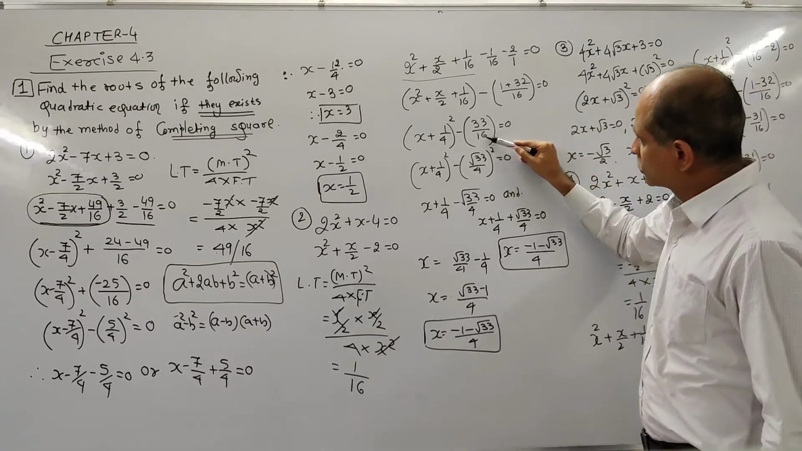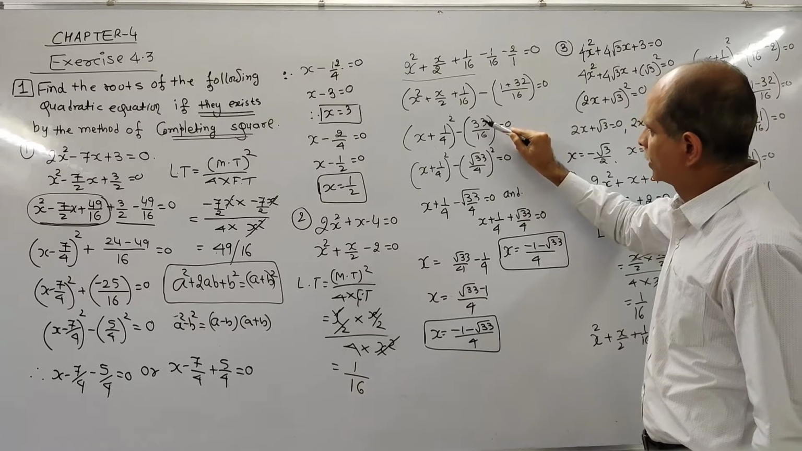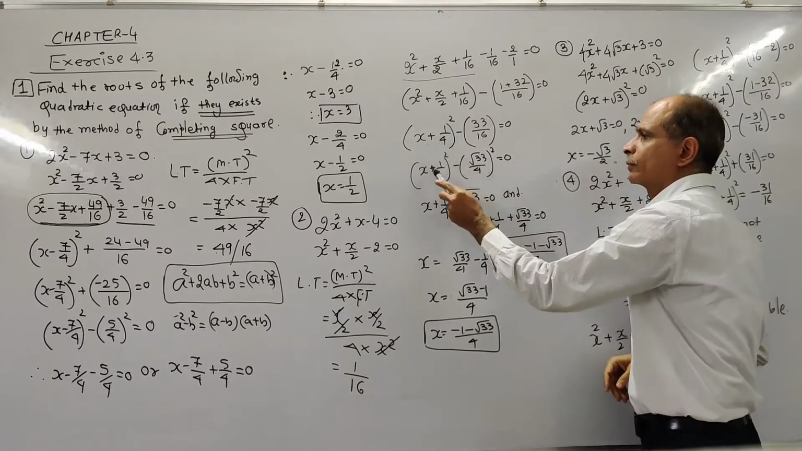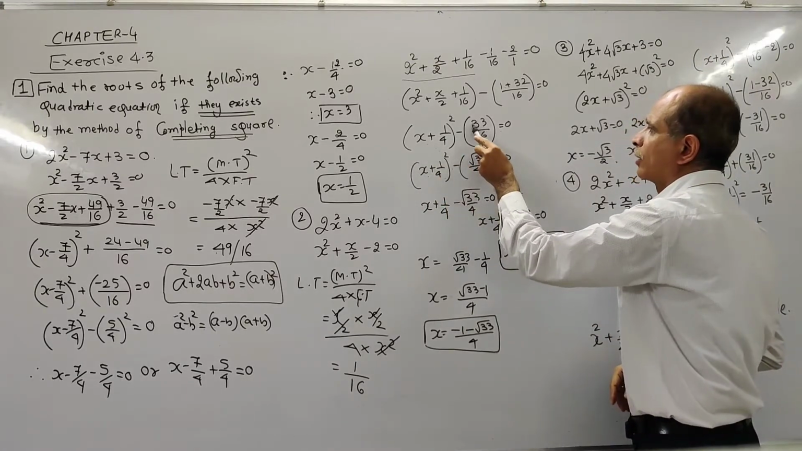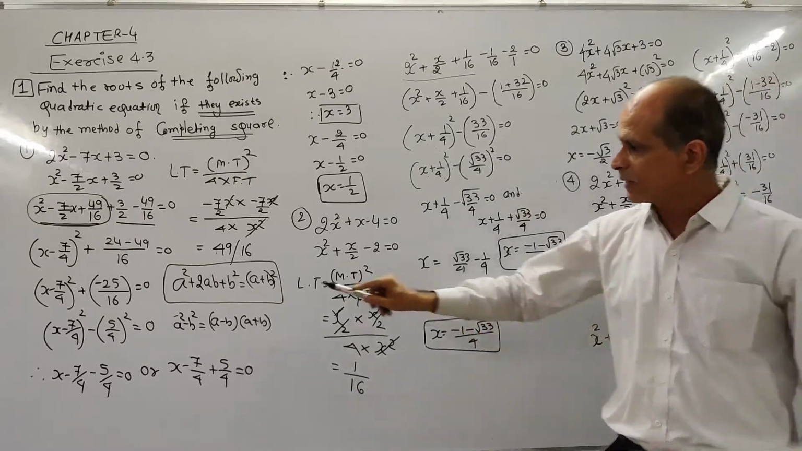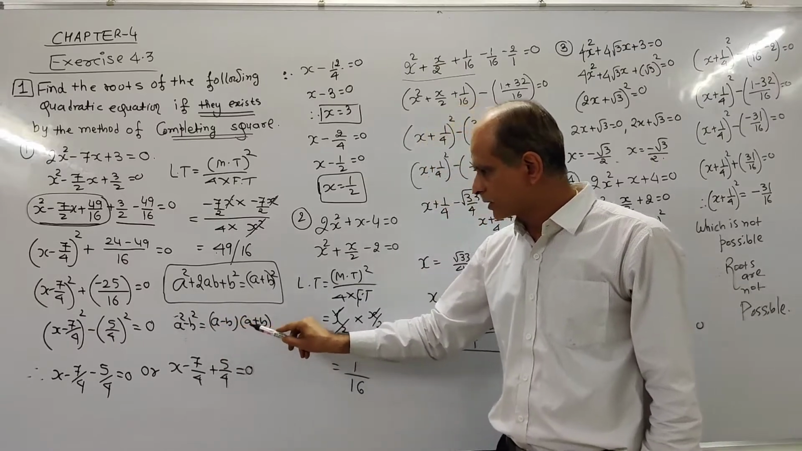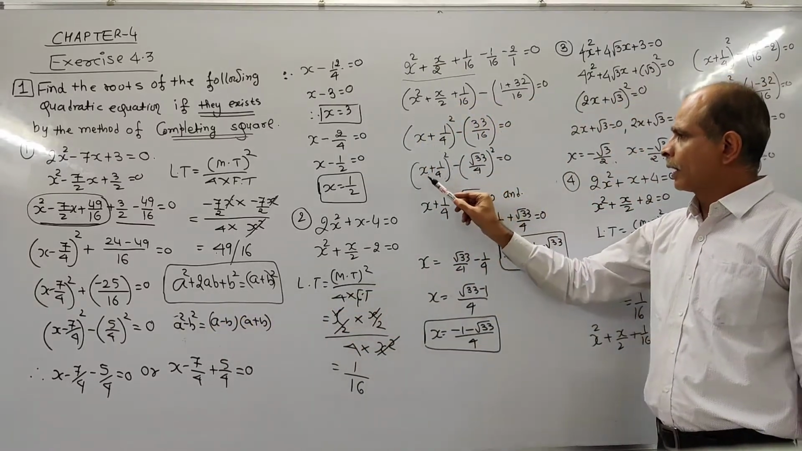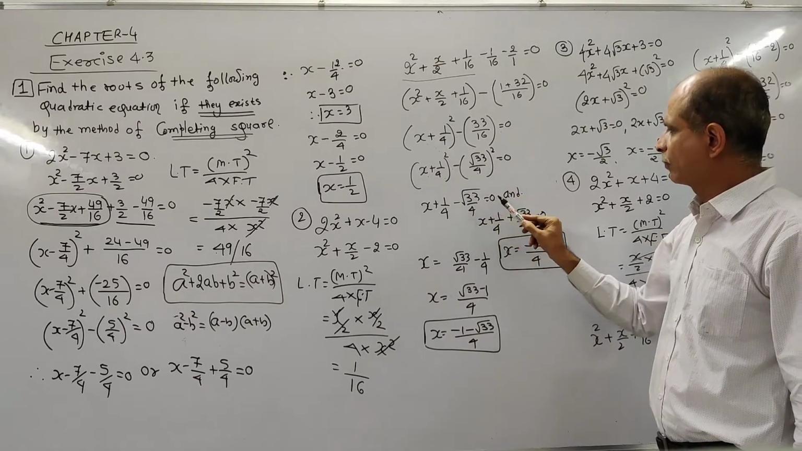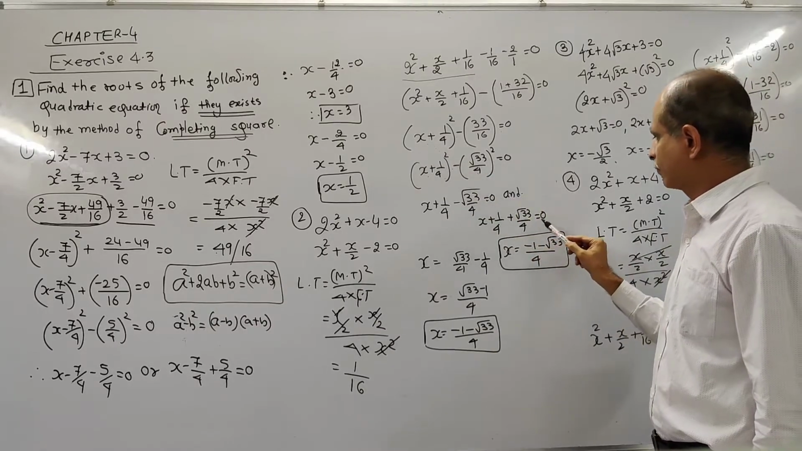You can find the square root of 16, that is 4. It is not possible to find the square root of 33, and that's why I write it here under root 33. So x plus 1 by 4 whole square minus under root 33 by 4 whole square is equal to 0. Again use this method, difference of two squares: a square minus b square is equal to a minus b into a plus b. So x plus 1 by 4 minus under root 33 by 4 is equal to 0, and x plus 1 by 4 plus under root 33 by 4 is equal to 0.